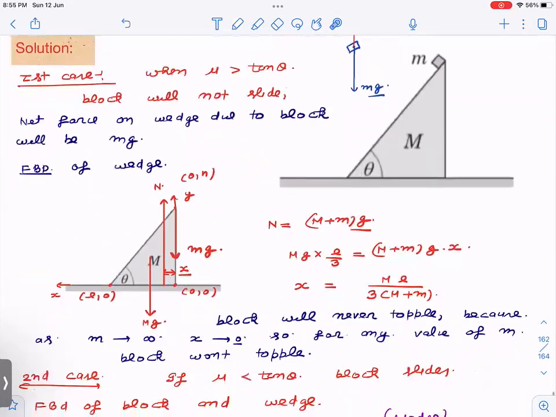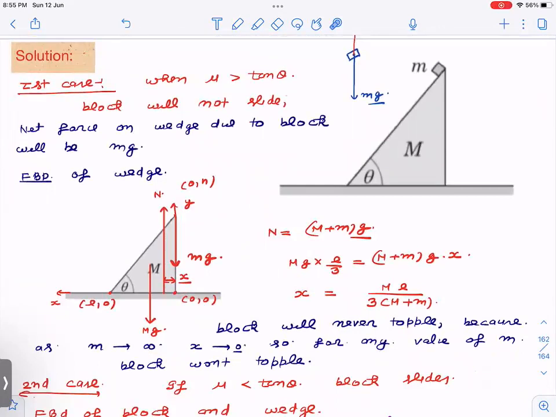Now let us see the free body diagram of the wedge. Since the block is small, as written in the question, we can assume it as a point mass. So mg is acting on this, and the line of action of mg is passing through this point. If the wedge will topple at all, it will topple about this point, right? So let us see what happens now.